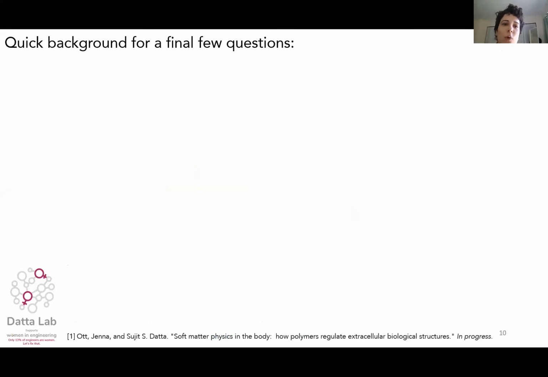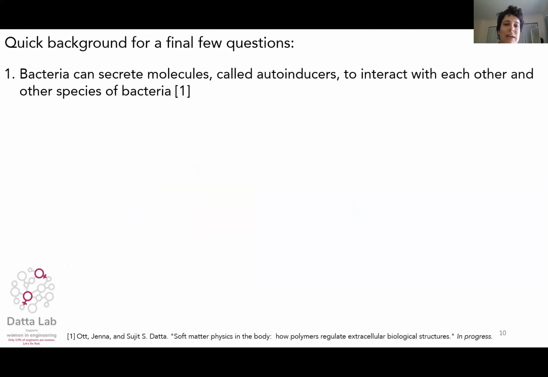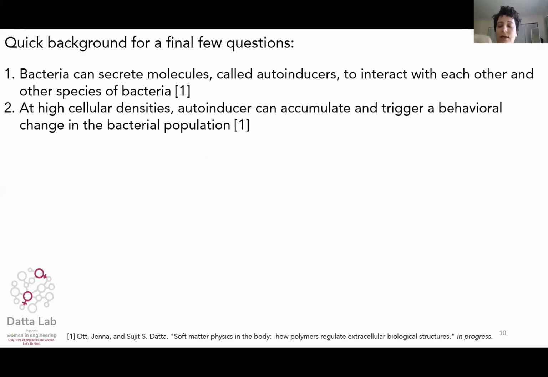And so I'm going to give you guys some quick background before I answer the final couple of questions. I don't know if you all have heard of quorum sensing, but basically bacteria can secrete molecules called autoinducers. And these autoinducers allow the bacteria to communicate with each other and with other species of bacteria. And so how we can think of this is that as autoinducer accumulates or is not accumulating, this can trigger behavioral changes in the bacteria population. So that's just some simple background that you need for the next couple of questions.